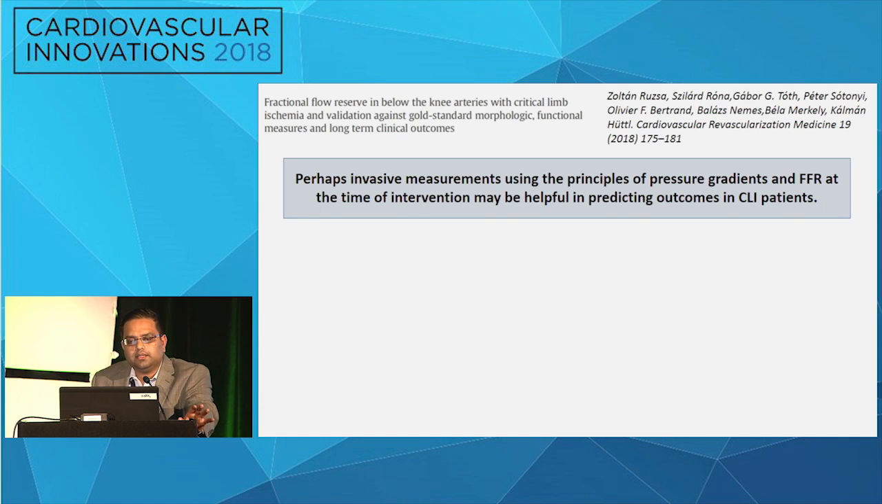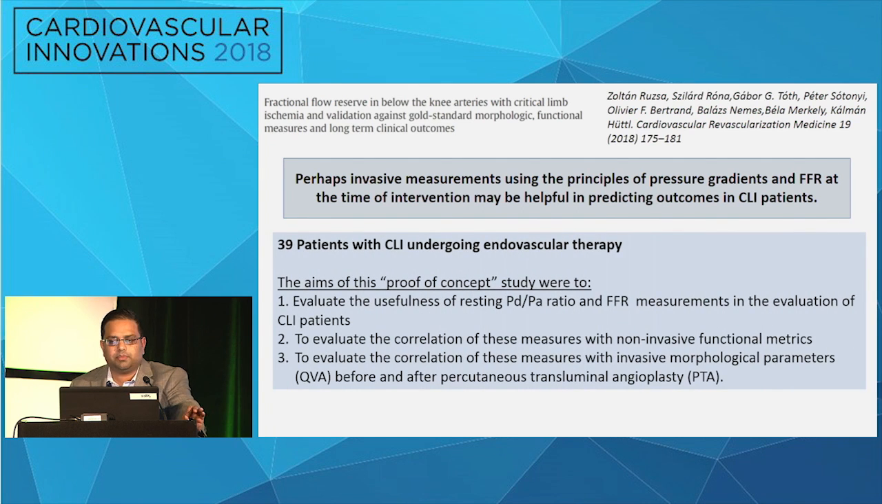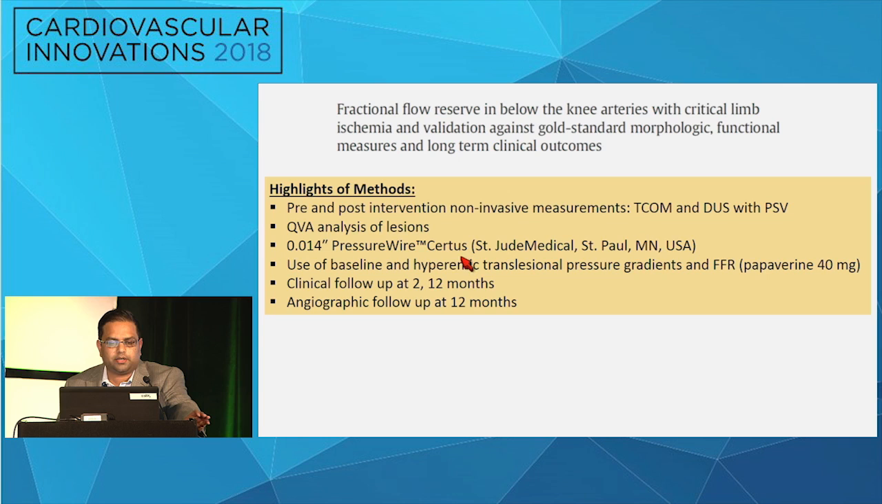So finally, when we're in the lab itself and we're trying to make treatment decisions, as opposed to the coronary circulation where we can do a variety of different techniques to understand whether we've treated a lesion successfully, we're limited. So in this study out of Hungary, they considered the use of invasive measurements using principles of pressure gradients and FFR to help predict outcomes in patients with CLI. Again, very small study, but I think important to understand as a proof of concept. About 39 patients, they looked at resting gradients, FFR measurements, correlated those with non-invasive parameters. They used a pressure wire. They used hyperemia with papaverine, 40 milligrams injected into the artery, and they had clinical and angiographic follow-up.